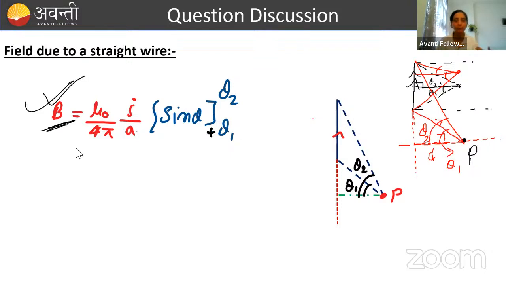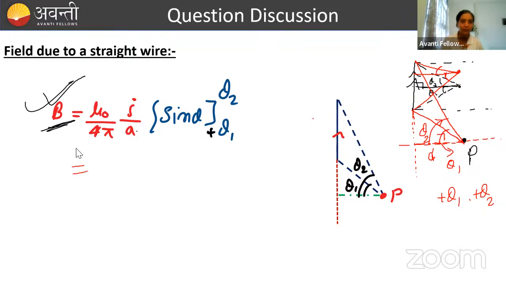Both the angles were measured in clockwise direction. So by sign convention, both the angles will have sign as plus theta 1 and plus theta 2. So this is very important. If a question is coming like this, you should be able to understand what the sign convention will be.